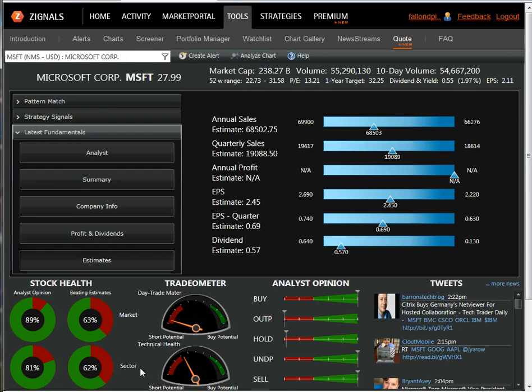And the last section shows, again, the stock health. So what this value gives is the ranking versus peers based on, in the case of analyst opinion, number of buy ratings. So in the case of Microsoft, we have 80. It has more buy ratings than 89% of stocks in the market and within its sector.